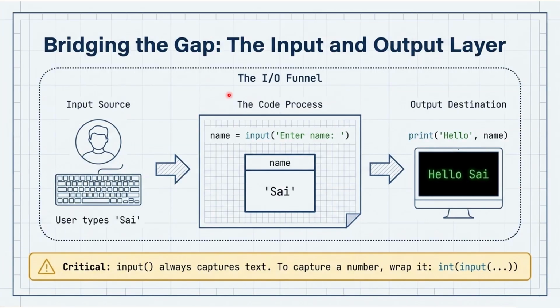Now this is the input and output layer. First it asks, enter your name, and if I enter Sai, then the name variable stores Sai and it prints hello Sai. But it is a critical warning that input always captures text. To capture a number, wrap it in an integer data type.